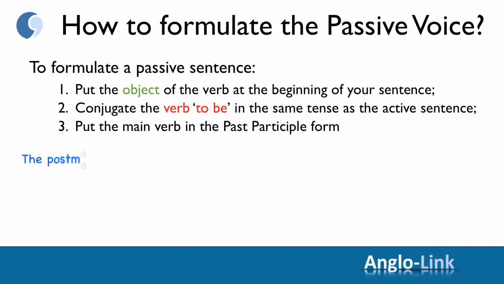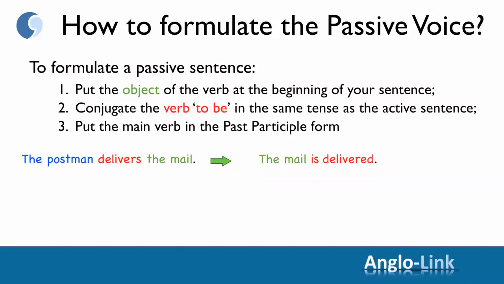For example, the active sentence is the postman delivers the mail. Get rid of the subject. Put the object at the beginning of your sentence. Conjugate the verb to be in the present simple tense, is, and put the main verb in its participle form, delivered.